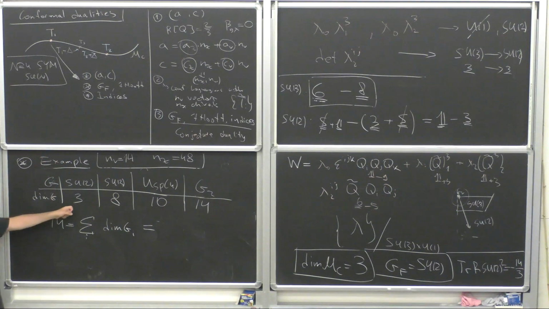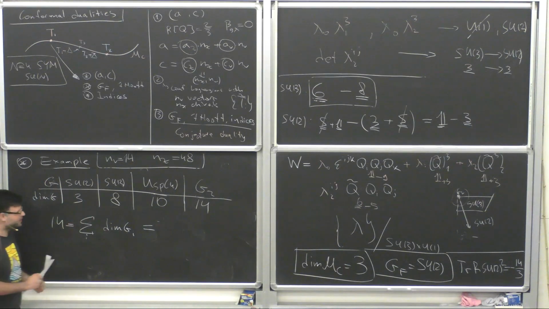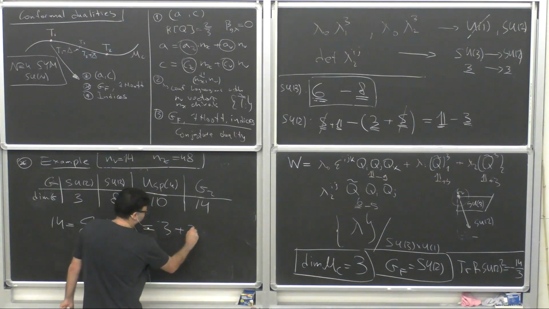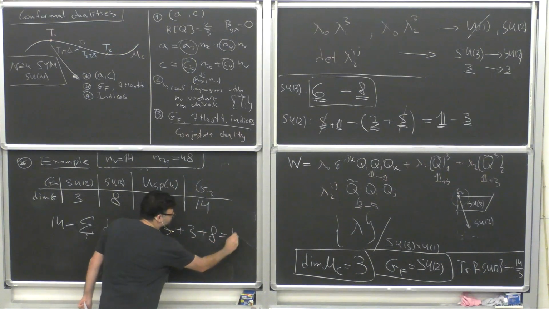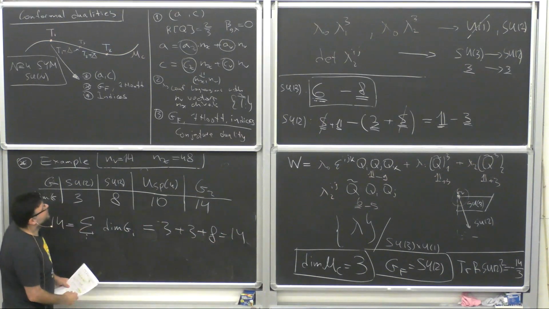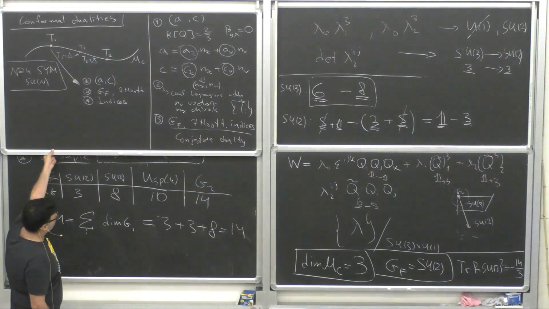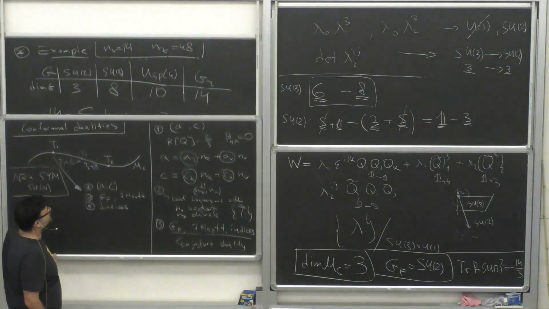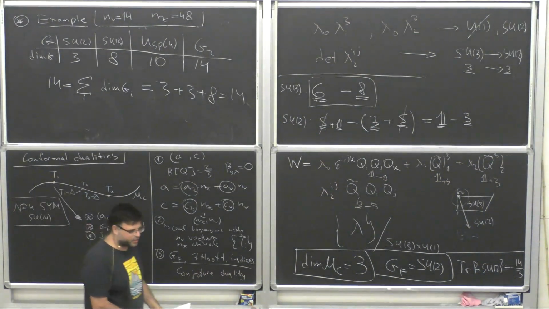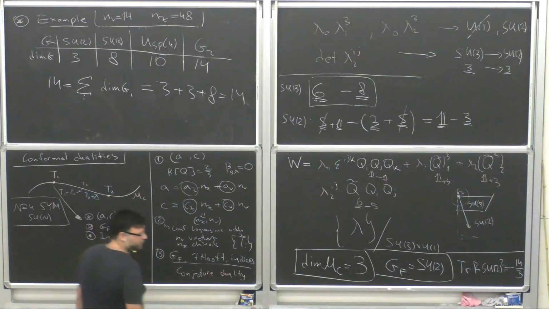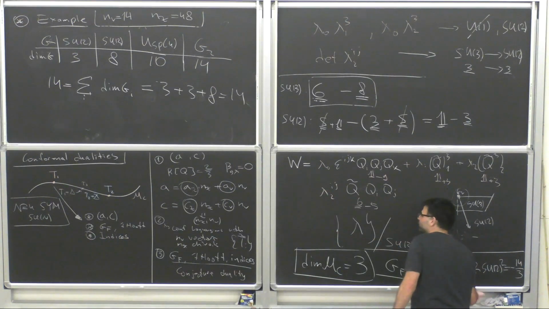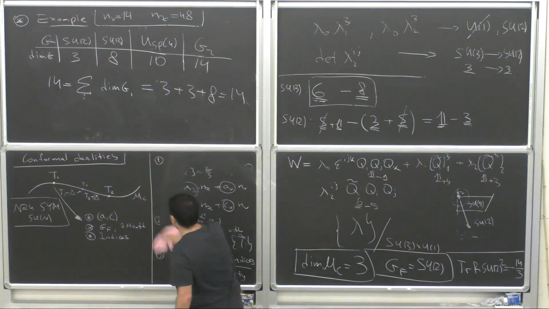Magically, 14 is 3 plus 3 plus 8. So let us do this computation. This is equal to 14. Since this is equal to 14, we now can try to look for a gauge theory which has 2 factors of SU2 and 1 factor of SU3. So let me do it here.